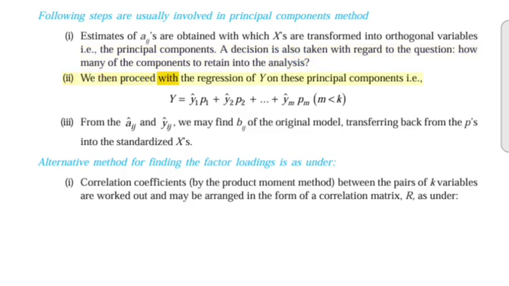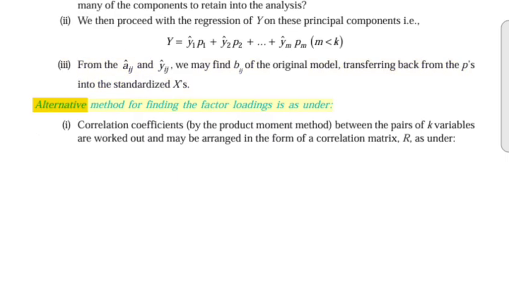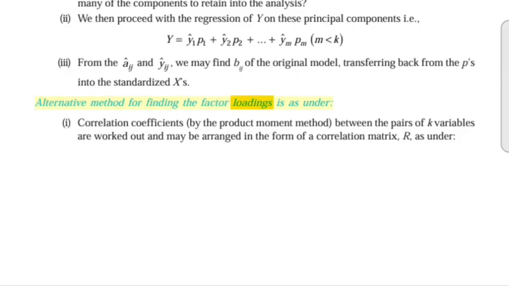We then proceed with the regression of y on these principal components, i.e., y = b1p1 + b2p2 + ... + bkpk. From the a_ij's and b_j's, we may find the b_j's of the original model, transferring back from the p's into the standardized x's. An alternative method for finding the factor loadings is as under.